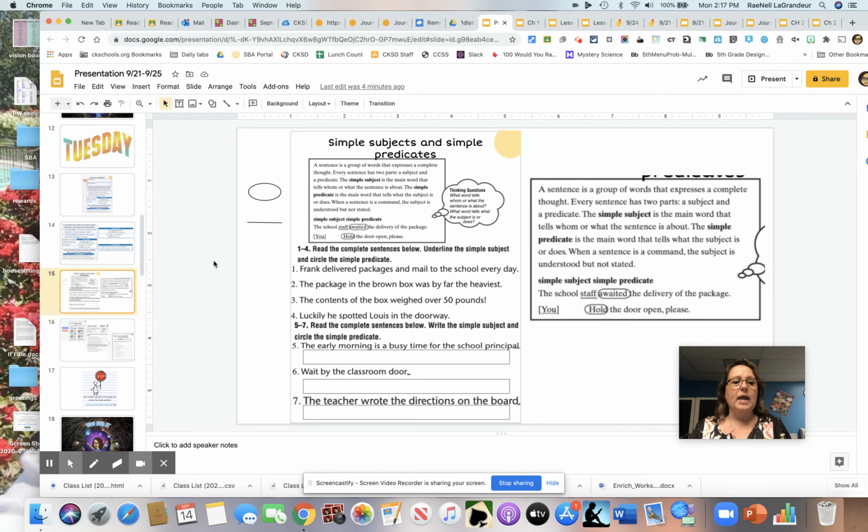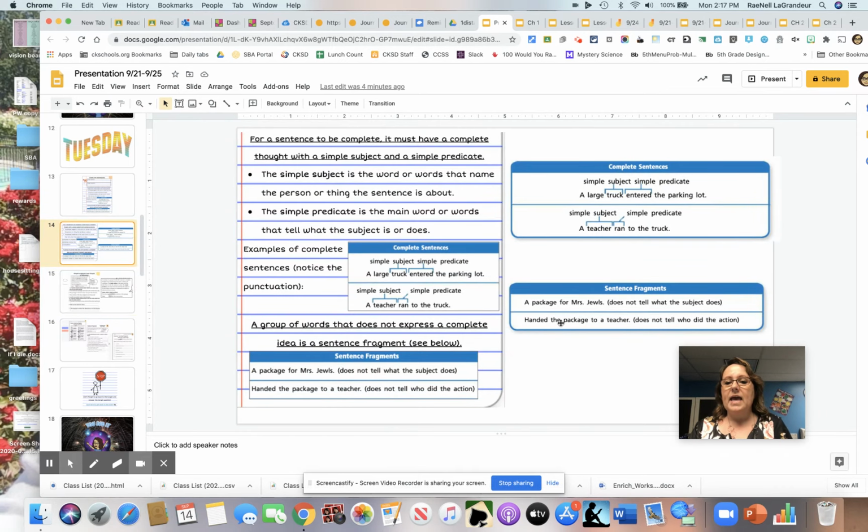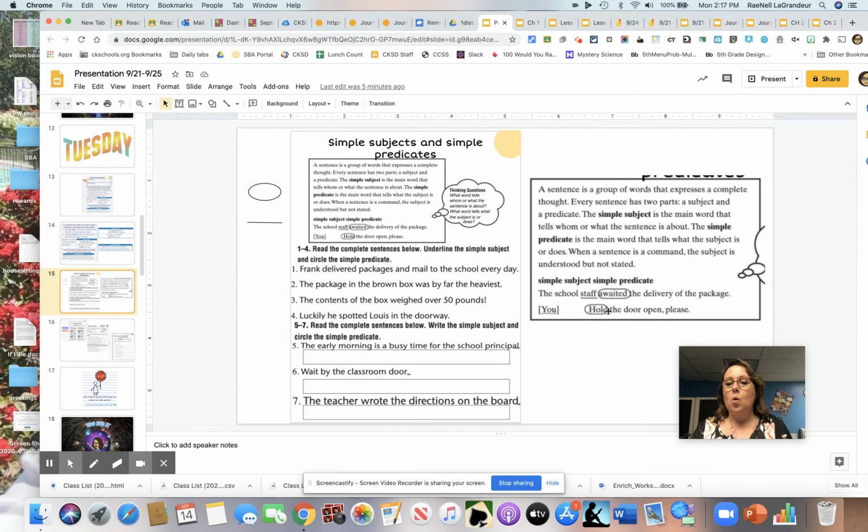So before, when we had handed the package to a teacher, well, it doesn't say, please hand the package to a teacher. When I'm looking at this, it does say, hold the door open. So that is how I know it's a command.